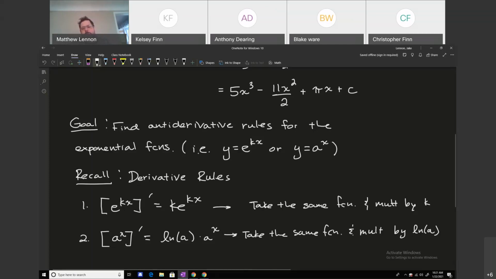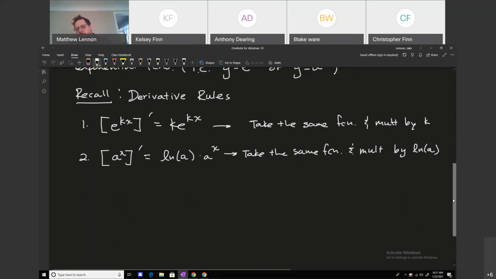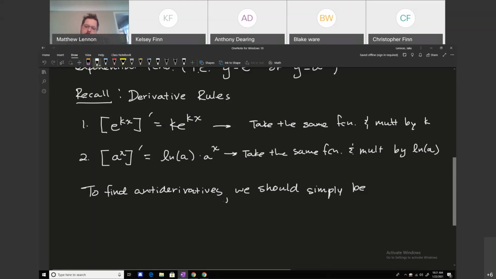So if you were trying to reverse the process, what we do is we just do the inverse operation. We're not going to be multiplying, instead we're going to be dividing. So to find antiderivatives, we should simply be dividing by the appropriate constants.